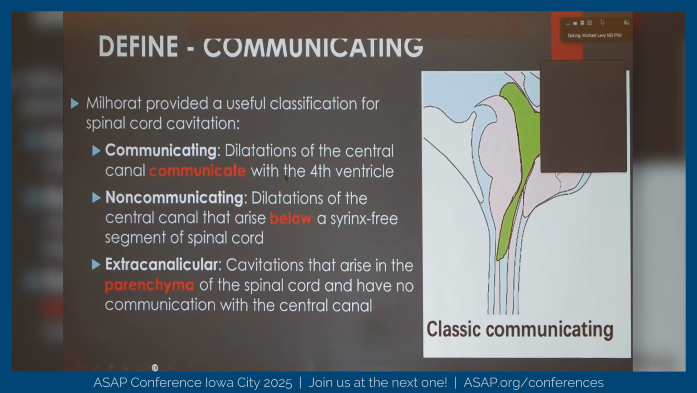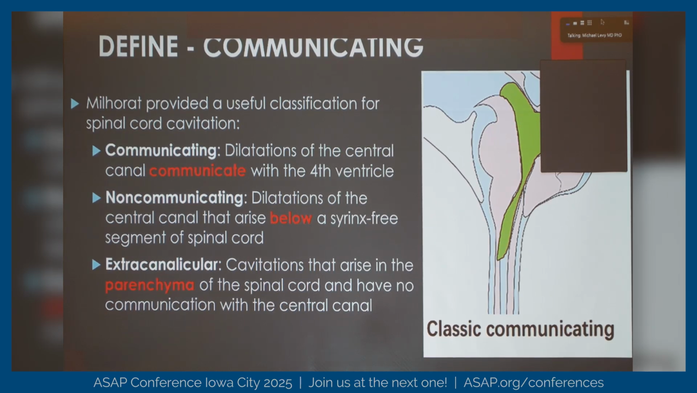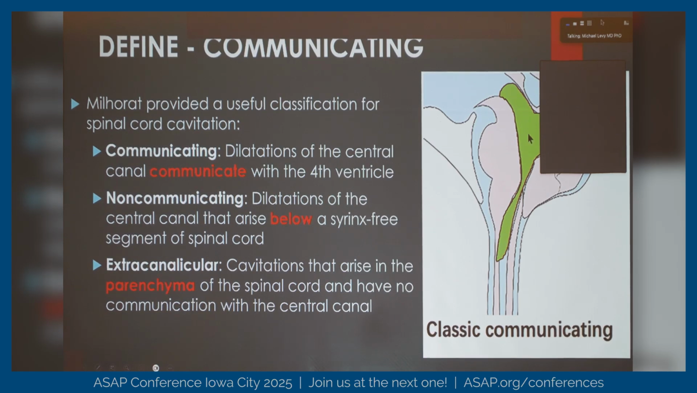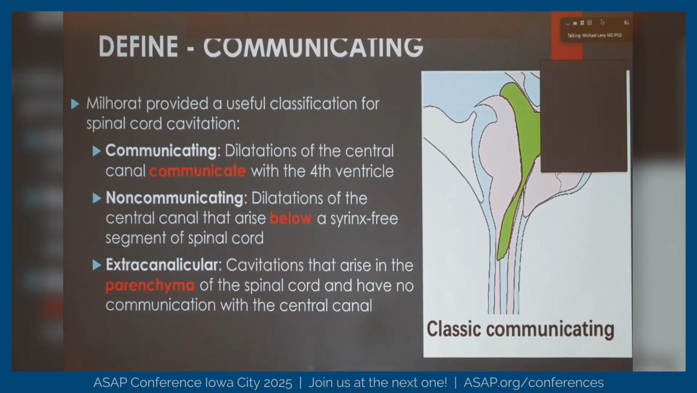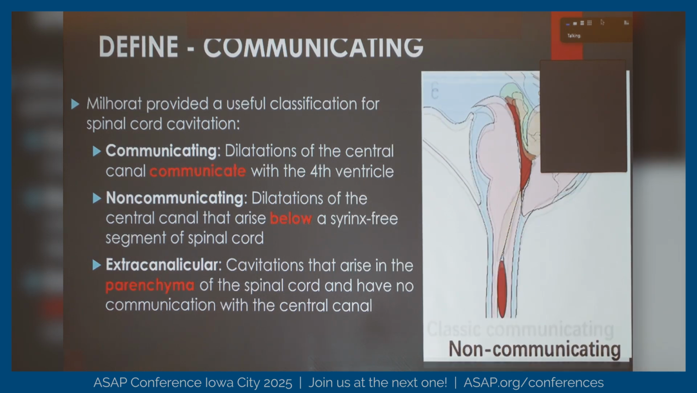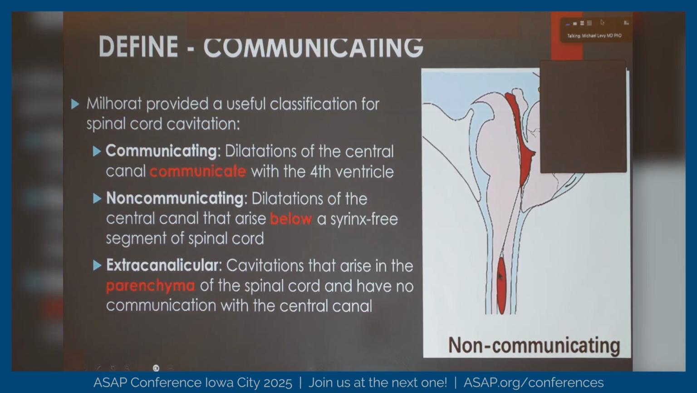So it's important to understand the concept of communication. A communicating fluid-filled space means that the central canal will communicate with the fourth ventricle, as you're seeing here. Non-communicating means you have a dilation of the central canal below a syrinx-free segment of the spinal canal. So here you have the fourth ventricle. Here you have a central canal abnormality or increase in size, but basically an unimpacted zone in between.